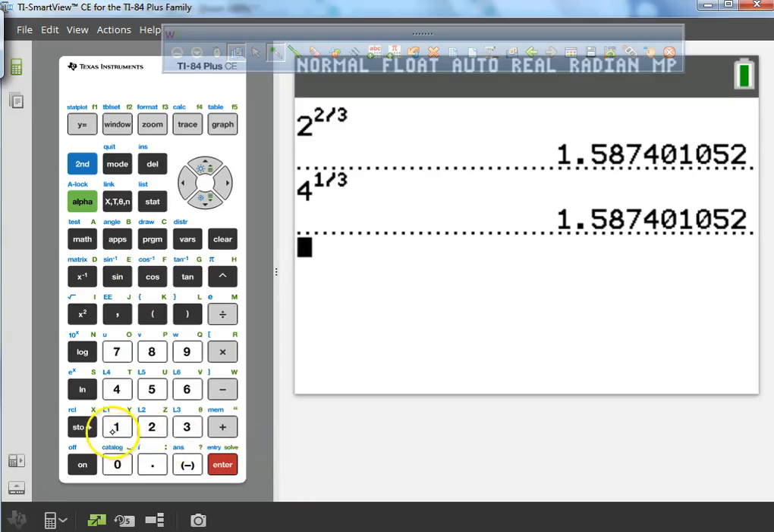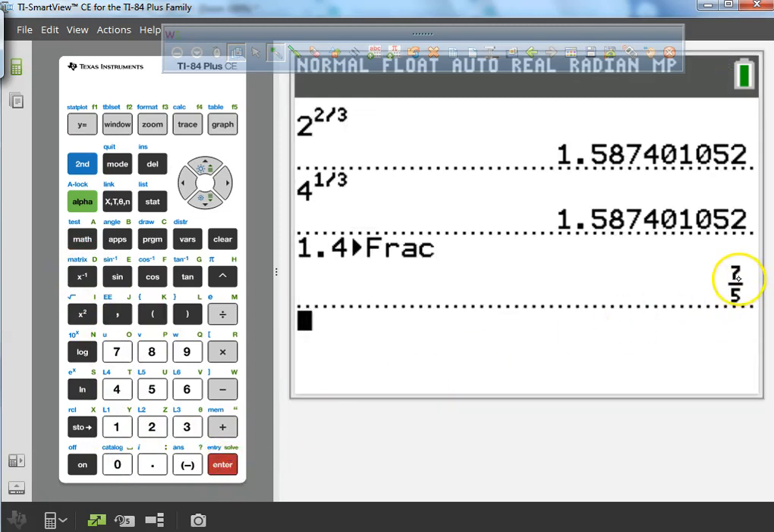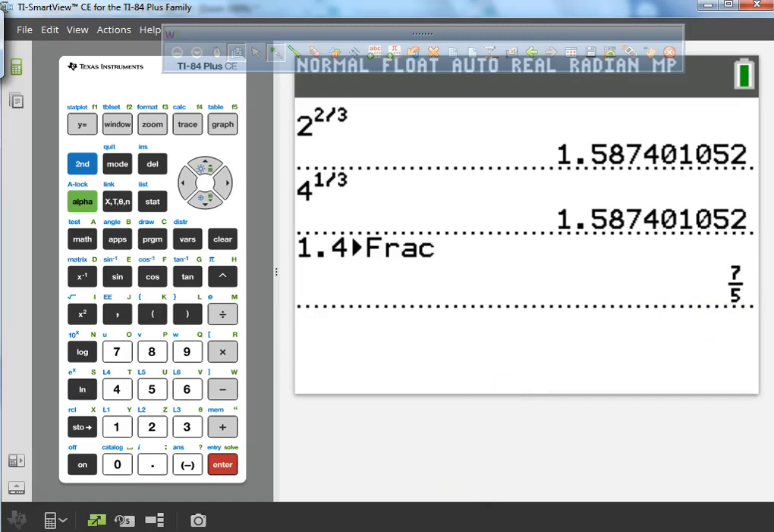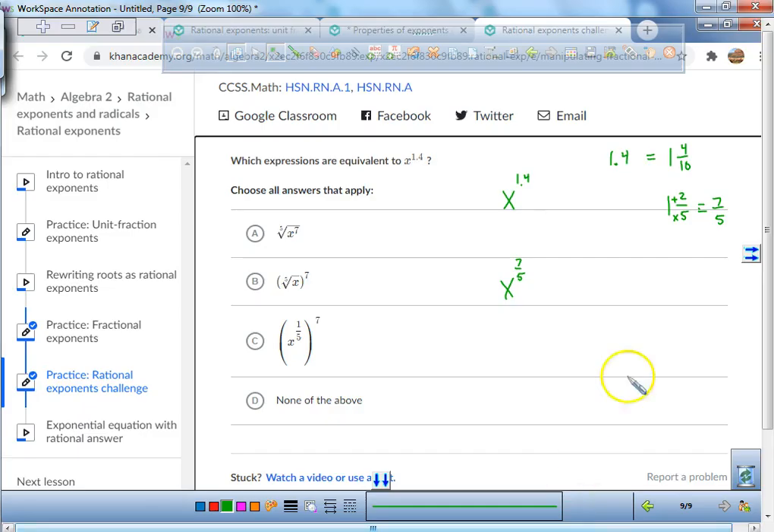You can just type in 1.4 and hit the math button, press enter twice, and look at there, 7 over 5. And it's that easy. But if you don't have a graphing calculator and you have to do it by hand, this is how you would do it by hand. So now that I have that, I know that I got to match everything up to this.